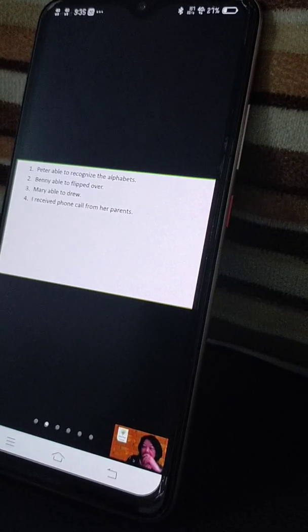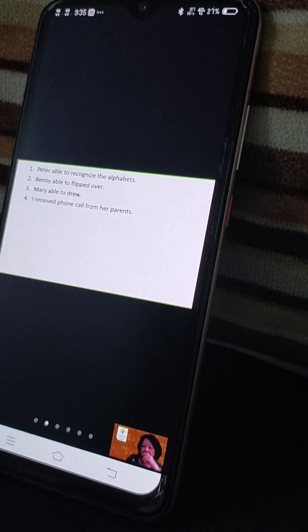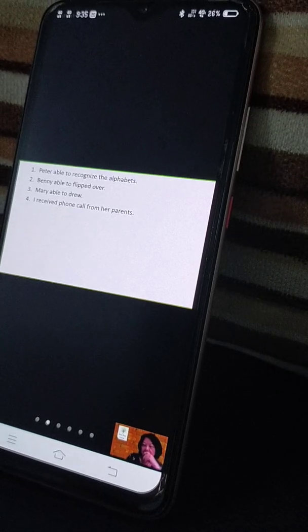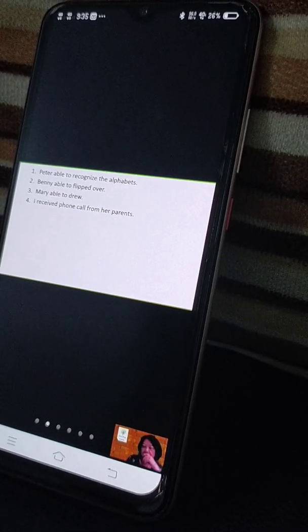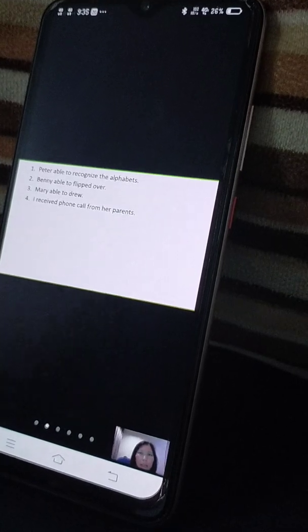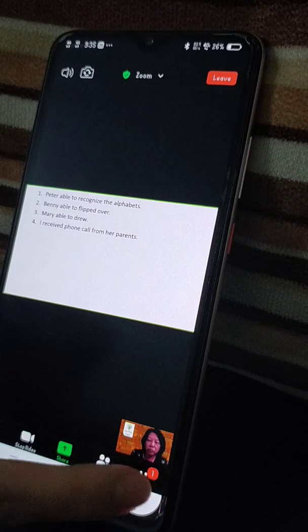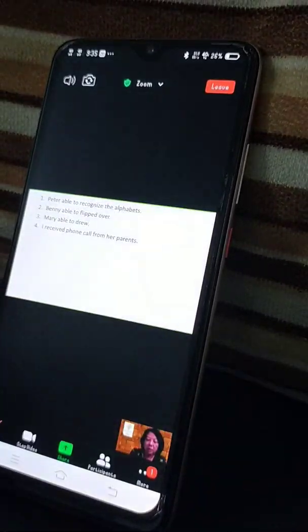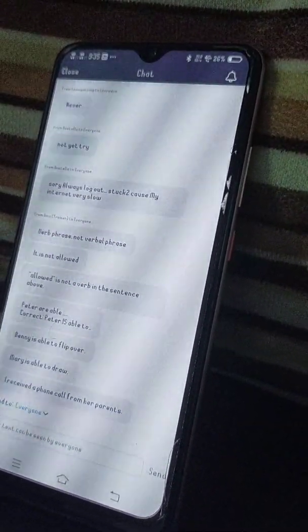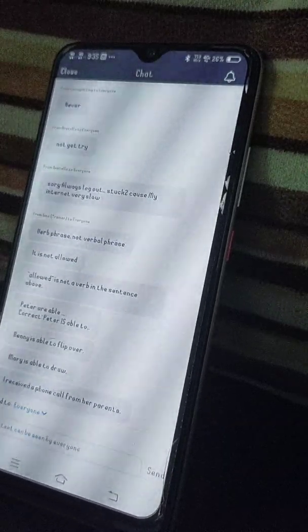Next, I receive phone call from my parents. What is missing here? A phone call? Yes, the quantifier. I receive a phone call from parents. Okay?